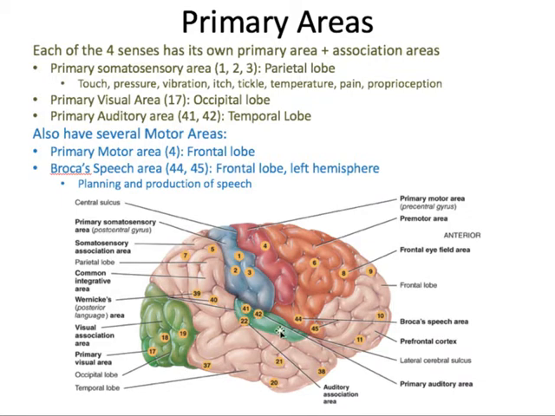That's going to be in the temporal lobe. So the temporal lobe contains the primary auditory area, and the primary visual area is in the occipital lobe, and the primary somatosensory area is here in the parietal lobe. Remember that the central sulcus divides the frontal lobe from the parietal lobe.